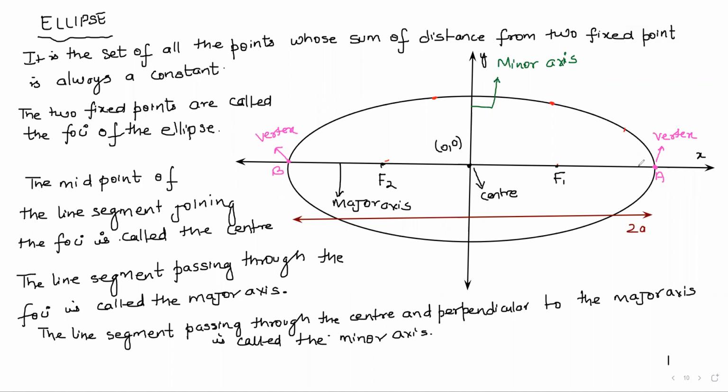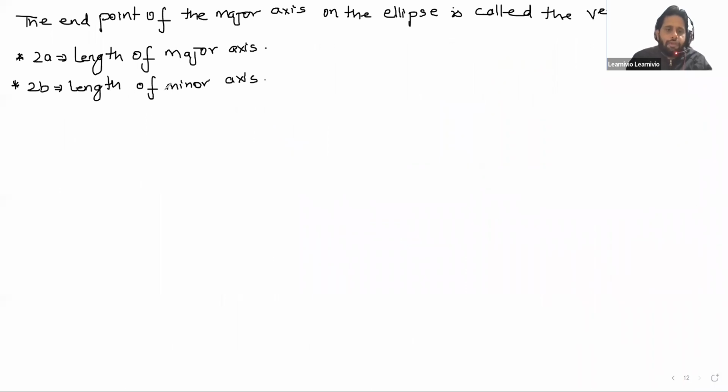Okay, so that means from the center up to the vertex, this distance is A. Similarly, from the center up to this vertex, the distance will be A. Now, similarly, we have taken this complete length as 2B. This is the length of the minor axis. So is this clear? 2B is the length of the minor axis. Yes, sir.